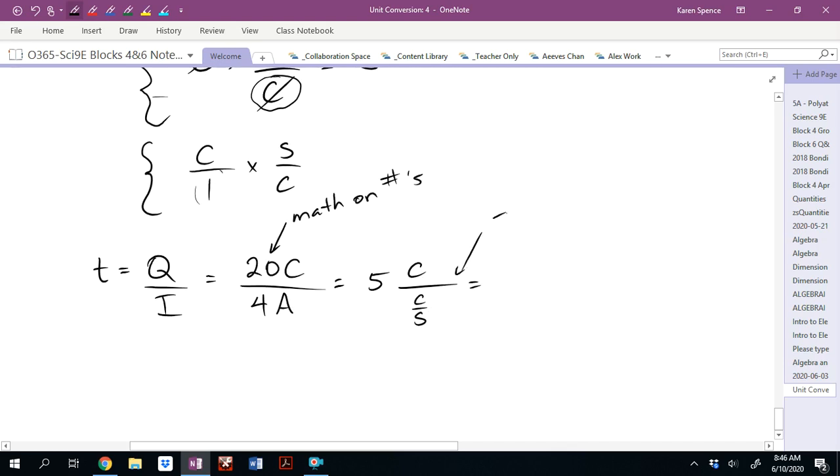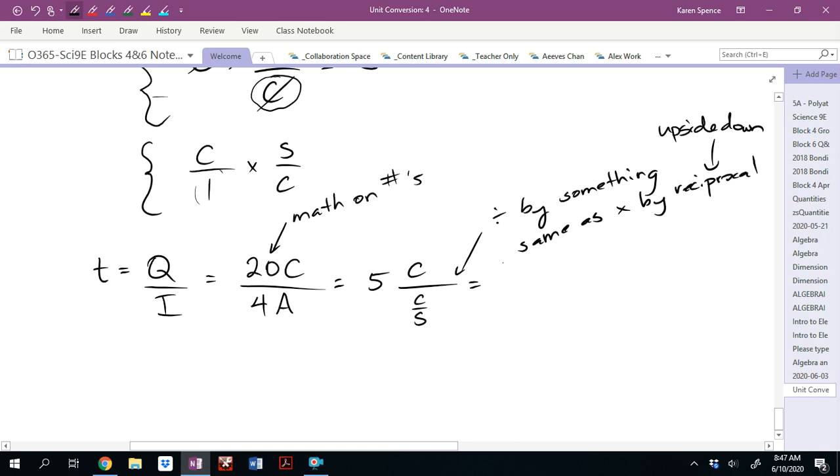And remember, when we divide by something, if you're dividing by something, that's the same as multiplying by its reciprocal. And what is the reciprocal? The reciprocal is just the same number upside down. Okay, so we're going to take, or the same concept upside down. So we're going to have coulombs, and we're going to multiply by the reciprocal of coulombs per second. We're going to flip that upside down, and that's going to be seconds per coulomb.